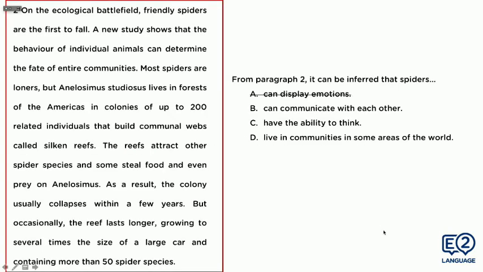Eliminate possible incorrect answers. This is pretty tough. So what we want to eliminate here are things that are explicitly said, because remember that an inference is not explicitly stated. It's implicit, it's the meaning behind the text. So anything that's actually said explicitly, we want to eliminate because that is not an inference.